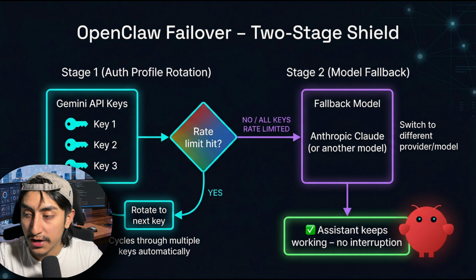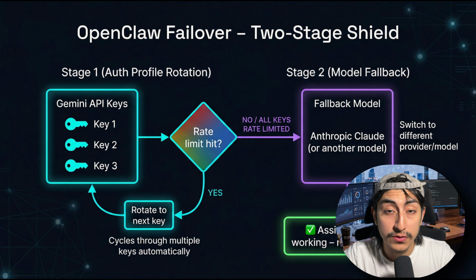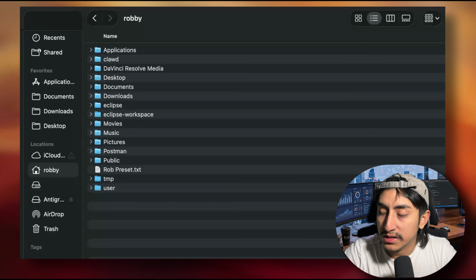Stage 2 is model fallback. If stage 1 fails, meaning all of your Gemini keys are exhausted for one particular model, OpenClaw will automatically switch to a different provider/model. For example, if we started with Gemini models, in stage 2, we would go to a different variation of that model or a completely different provider of a model. If this is confusing right now, don't worry about it. I'm going to show you exactly how to do it, and that's going to help us understand it better. Okay, so let's go ahead and show you guys how to actually do this.